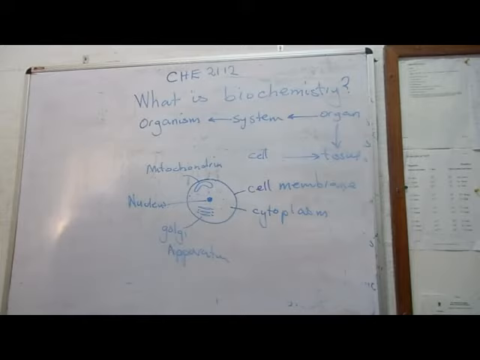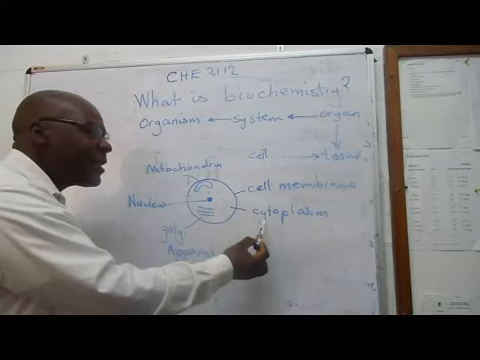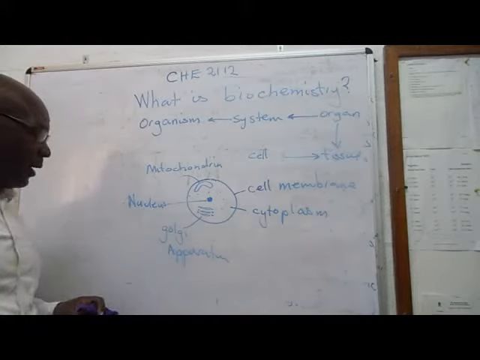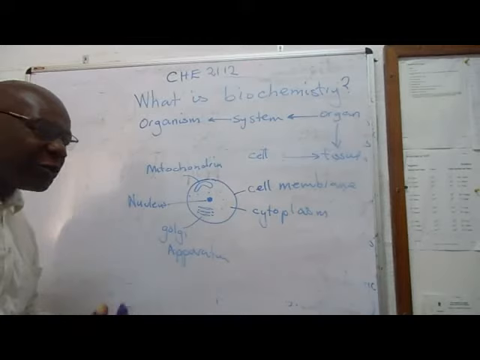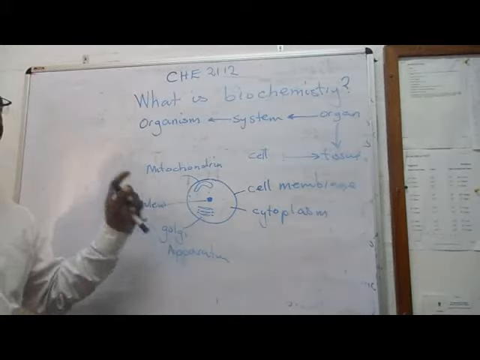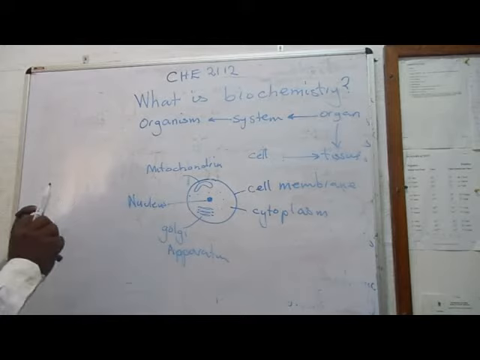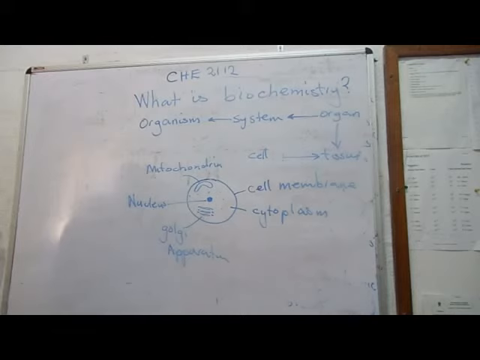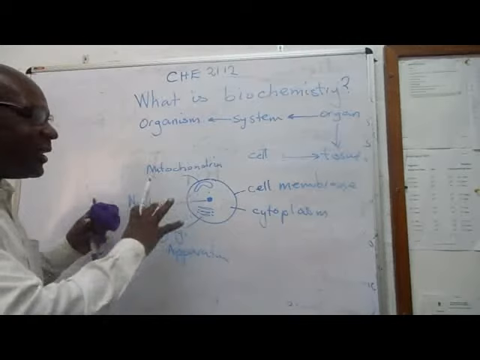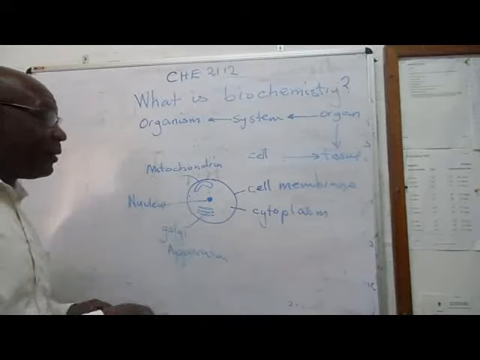Now, when you look at what makes up the cell membrane, what makes up the cytoplasm, what makes up the Golgi apparatus, what makes up the nucleus or the mitochondria, these are just molecules, or chemicals, that make up these contents of a cell. And in biochemistry, that is what we labor to understand and study. So, what makes up these contents of a cell?